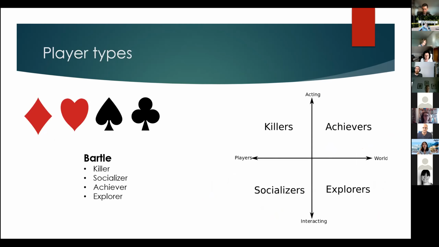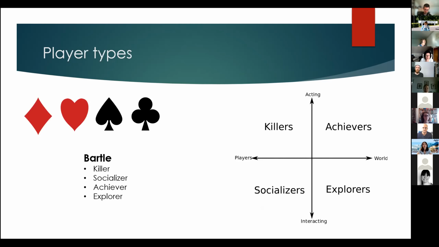Bartle was the first one who identified player types in games in his paper Hearts, Clubs, Diamonds, Spades. He analyzed 4 different player types playing multi-user dungeon games: the killer, the achiever, the socializer, and the explorer, each one with unique characteristics, preferred and unwanted game elements. So the killer prefers acting on the player, the achiever likes acting on the world, the socializer likes interacting with players, and the explorer likes interacting with the world. Those are the 4 main player types of his.